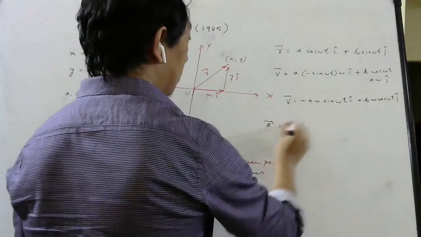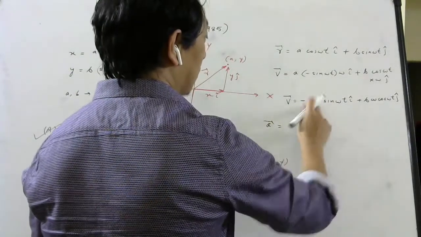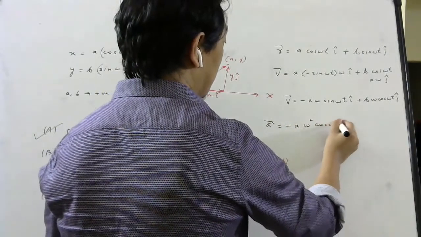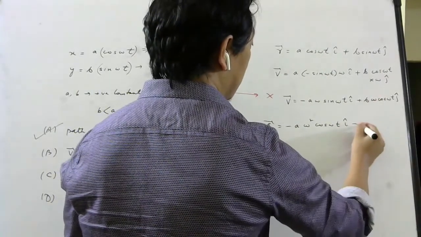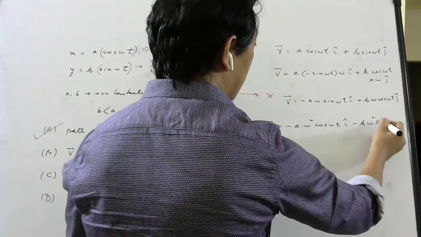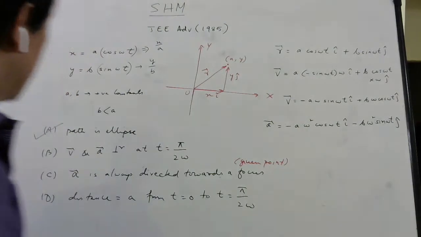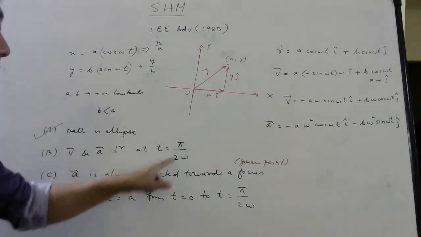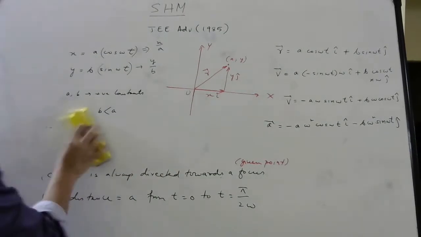For acceleration, you have to take one more derivative of this. If you take one more derivative, sine will become cos and one more omega will come. So it will become minus a omega square cos omega t i cap plus, for the other term, cos becomes minus sin and one more omega comes, so minus b omega square sin omega t j cap. Now let us see whether these two vectors are perpendicular or not at time pi by 2 omega. So let me clear some space. So at pi by 2 omega.